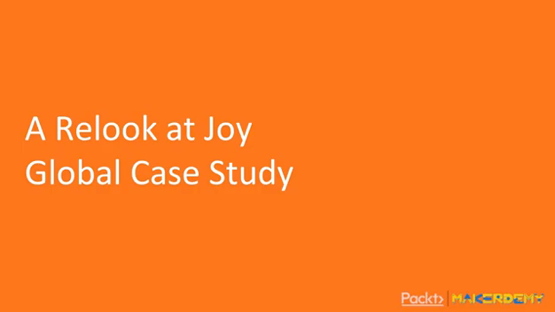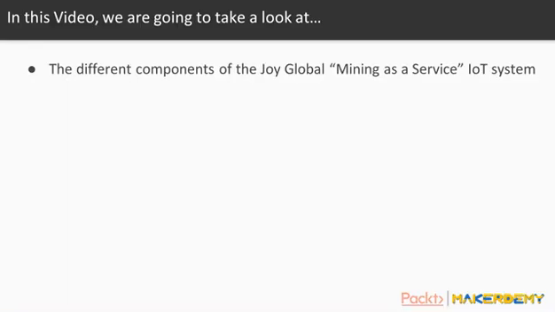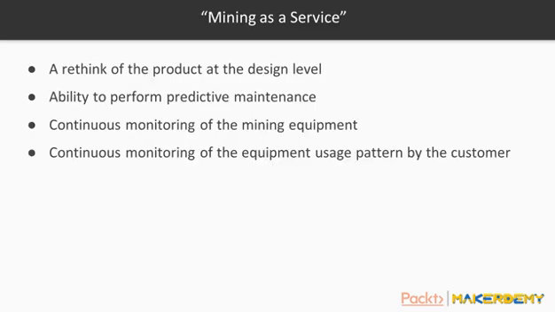Video: a relook at Joy Global case study. To offer mining as a service through its long-wall system, Joy Global requires the ability to remotely monitor and fix the mining system. The only way the company could offer such a commercial service is when it can continuously monitor and analyze how the equipment is used by their mining clients.